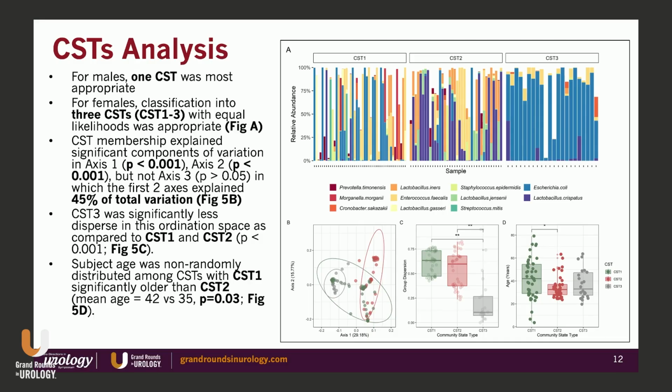And the age of the females was non-randomly distributed in the community states, especially CST1, which had a more older population compared to community state type 2, and that's significant. So age also begins to play a role in how you classify these things.